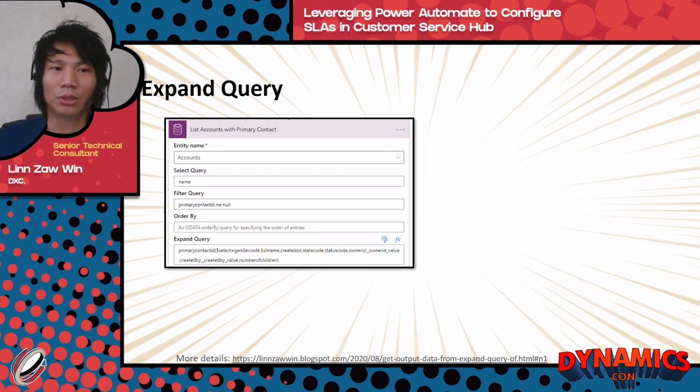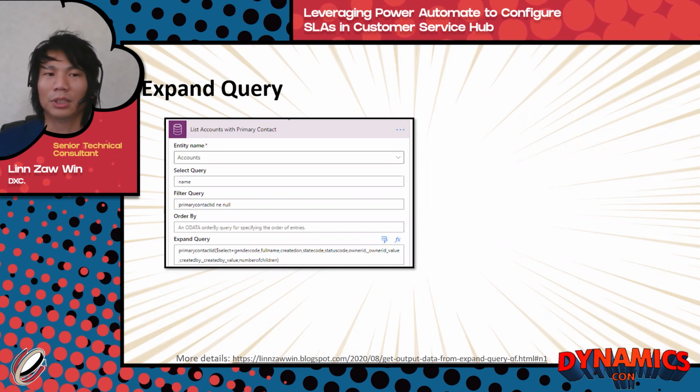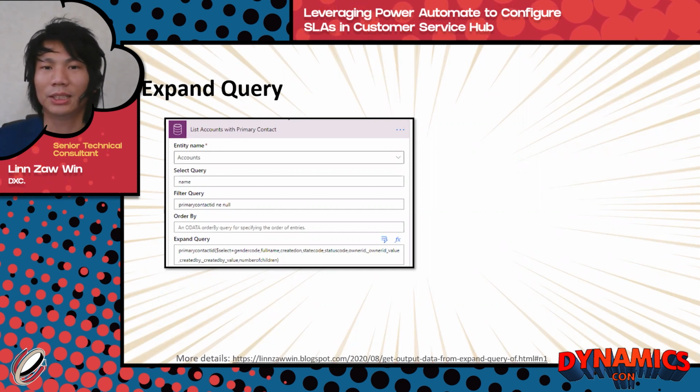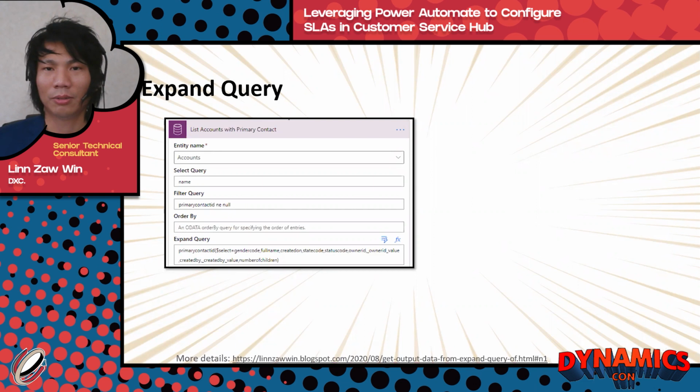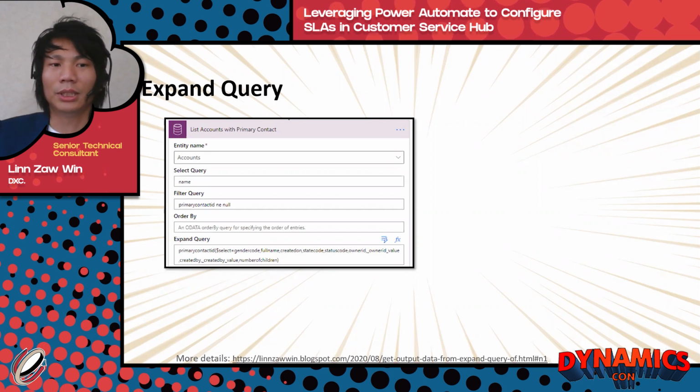For example, I want to list the account records and I want to get the data from the primary contact of this account as well. I have to use two separate actions, list accounts and another get record to get the primary contact. But by using the expand query, we can specify the fields required in the primary contact within the expand query.